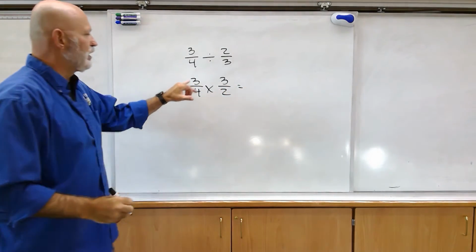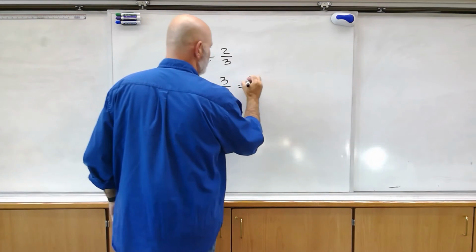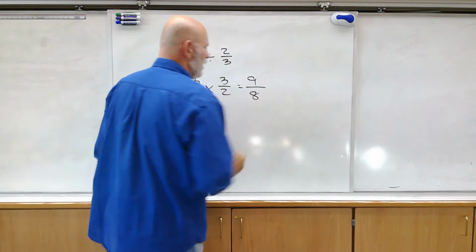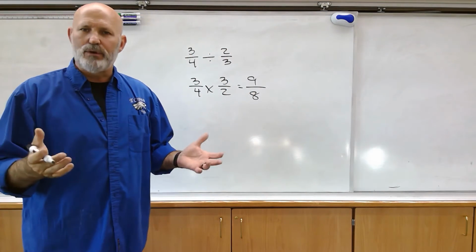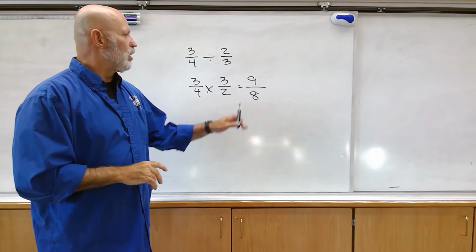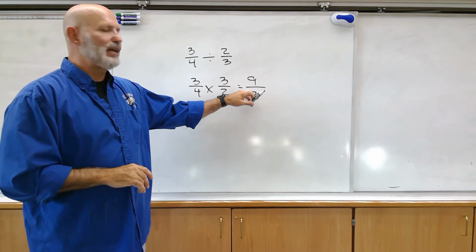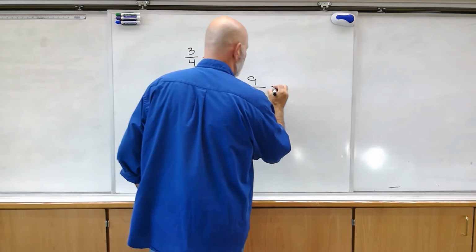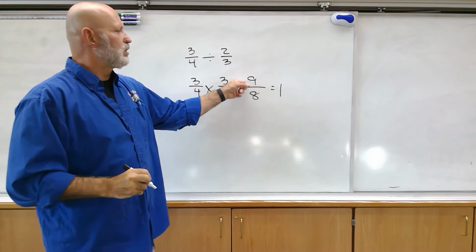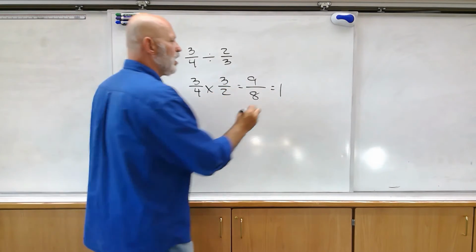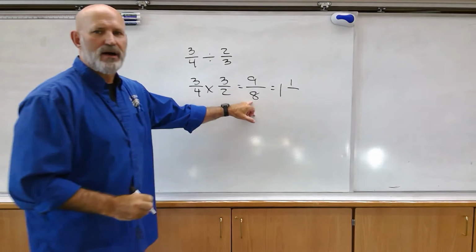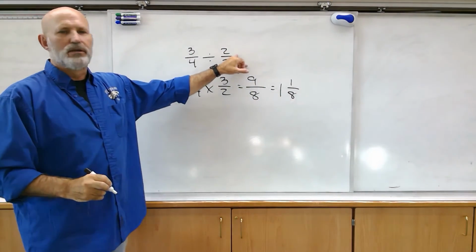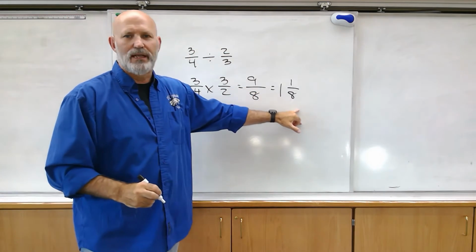So I'm going to take 3 times 3 is 9, and 4 times 2 is 8. Now I have 9/8. Now we need to simplify it. Remember, a fraction is a division problem, so 8 goes into 9 one time with a remainder of 1. Now that 1 goes over my divisor, so that becomes 1/8. So 2/3 goes into 3/4 1 and 1/8 times.